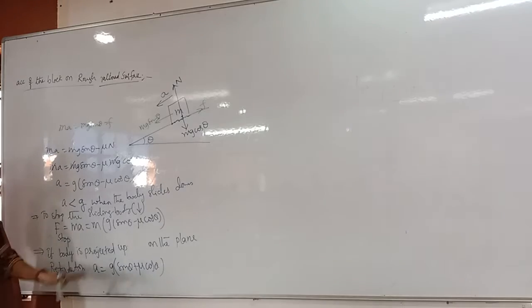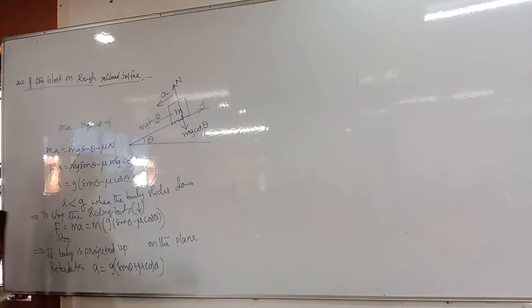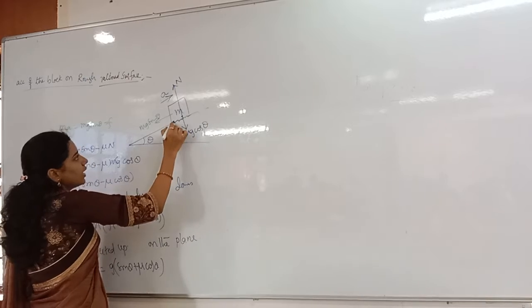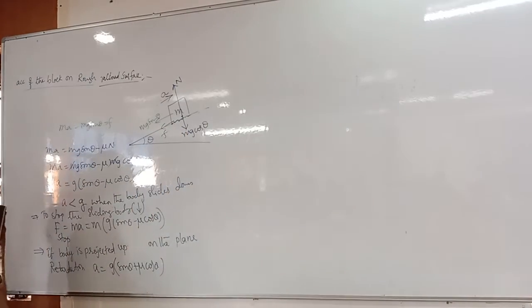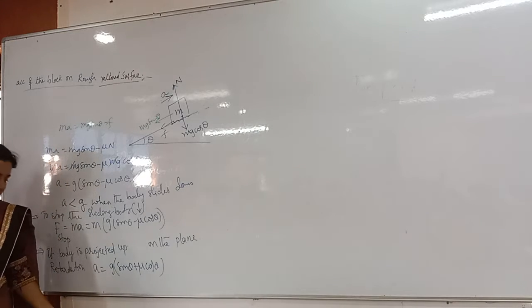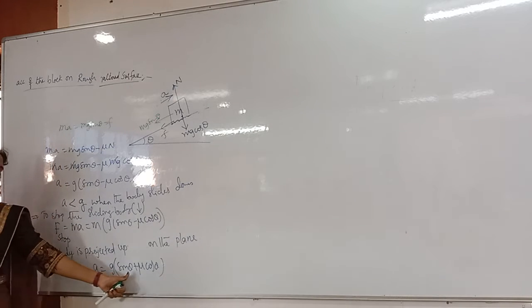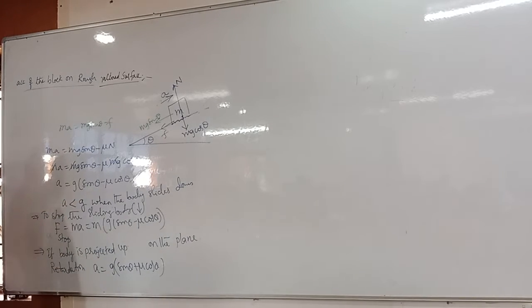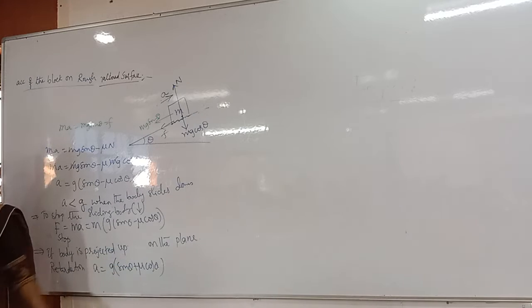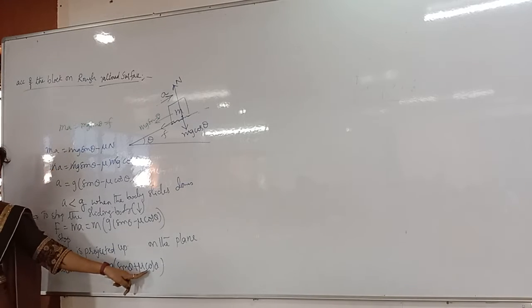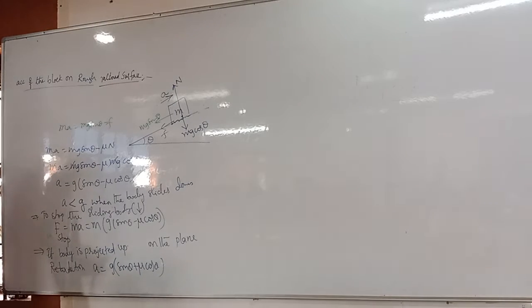Everybody understood? If you want, you can check again. Change the directions. Whenever the body is projected up, at that time acceleration will be there like this, and friction will be there like this. Again, if you write the equation, you will get the same answer: a equals g sin theta plus mu g cos theta. This is the retardation. People might think that since there is a plus here, it is acceleration. That's wrong. Whenever the body is projected up, we get a equals g sin theta plus mu g cos theta. Clear? Copy that.